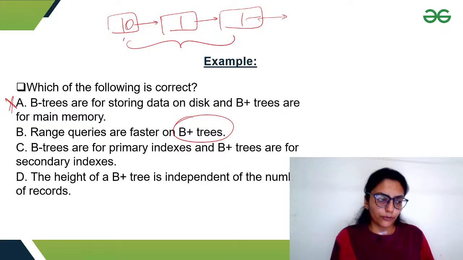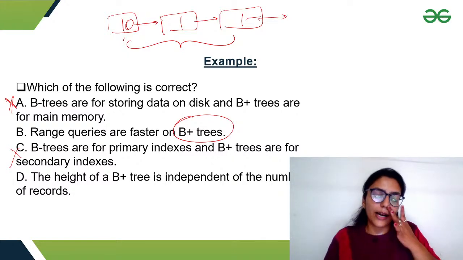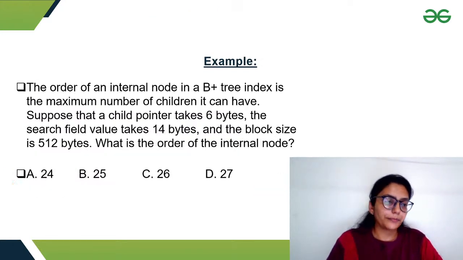B trees are for primary indexes, B plus trees are for secondary indexes. This is also incorrect. The height of B plus tree is independent of number of records. It is also incorrect. It depends on the number of records, right? More the records, more the height.